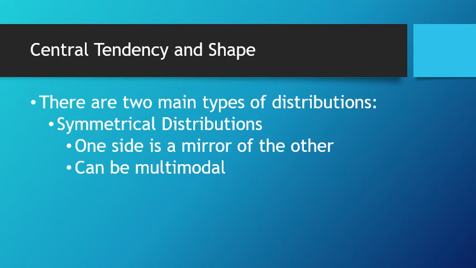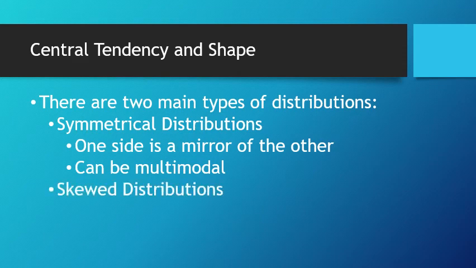Think of two camel humps. Well, you could still fold the paper down the middle and the left side would still be equal to the right side. You could have three humps. The line down the middle would go through the middle hump, but that's okay. The left side of the distribution would still equal the right side of the distribution. As long as there are mirror images of each other, it's called a symmetrical distribution.